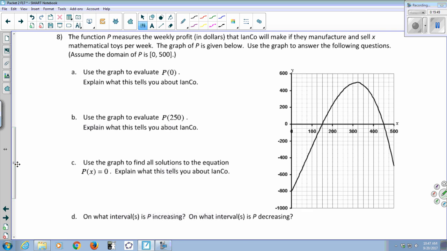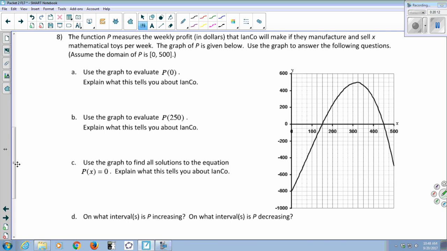Okay, here I have a function P. It measures weekly profit in dollars that E & Co will make if they manufacture and sell x mathematical toys per week. So the graph of P is given, and we want to use the graph to answer some questions, assuming the domain of P is 0 to 500. So there is no more graph that you're not seeing. The whole graph is shown.